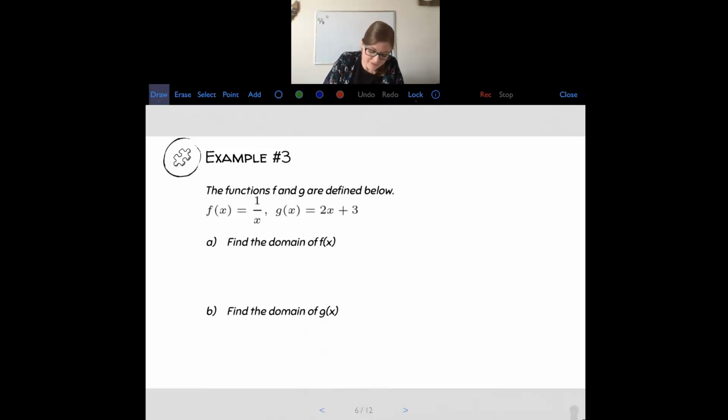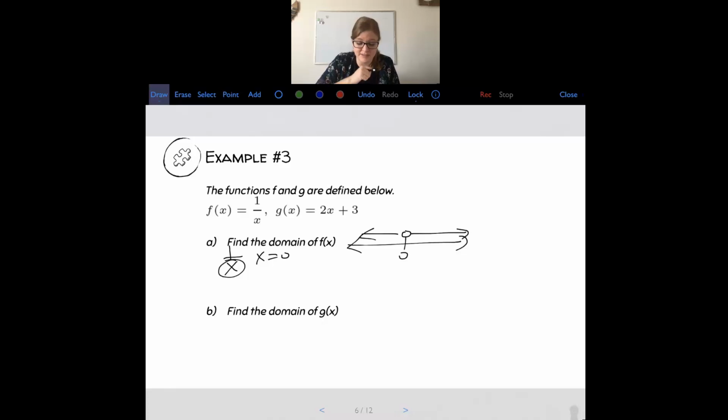So for the domain of f of x, we have 1 over x, and the denominator can't be 0. So x equals 0 is our only restricted value. If you draw this out, x can be anything else except 0. If you think of domain, this would be allowed to go anywhere in the x values except 0. So my intervals here are negative infinity to 0, union 0 to infinity.